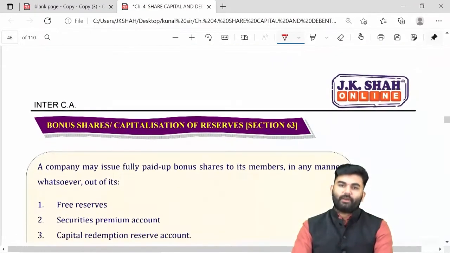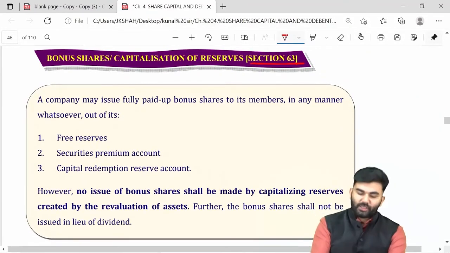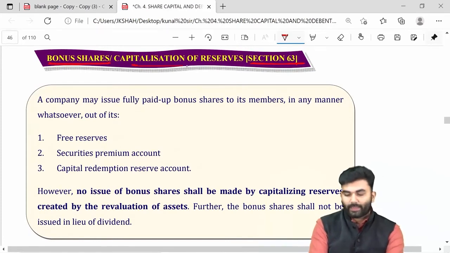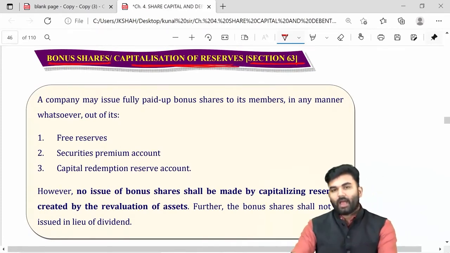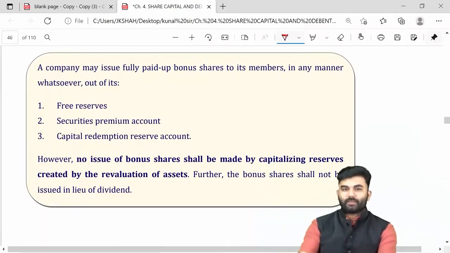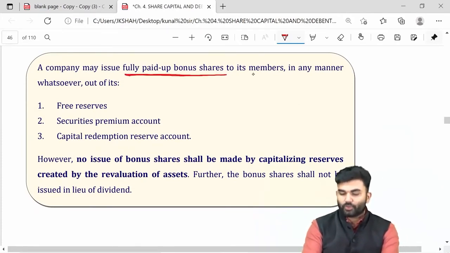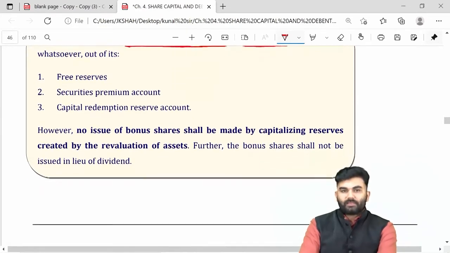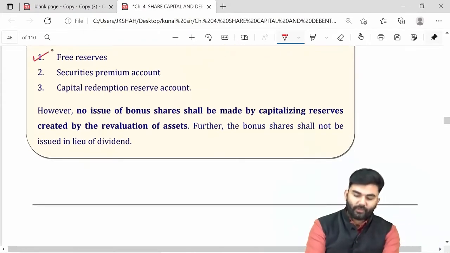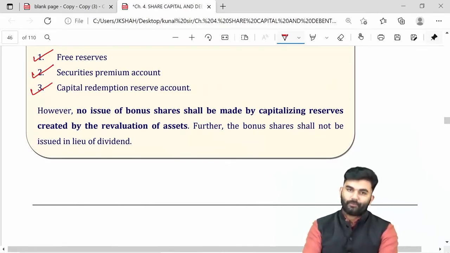The next provision over here is section number 63. Section 63 deals with bonus shares or capitalization of reserves. Either you say bonus shares or you say capitalization of reserves, it's one and the same. A company can issue fully paid bonus shares to its existing members. Such bonus shares can be issued either from the free reserves, or through the securities premium account, or through the capital redemption reserve account.